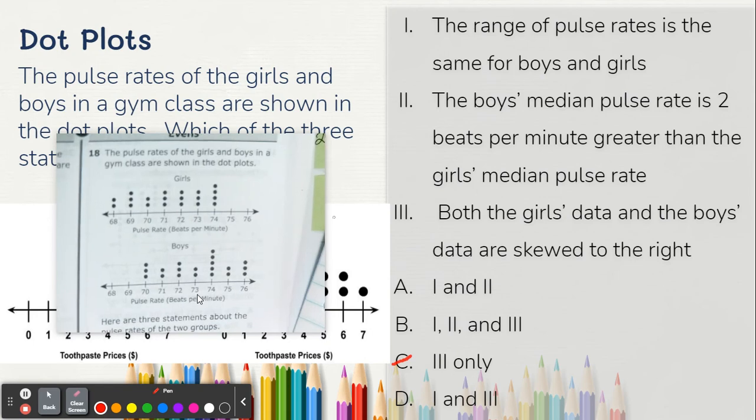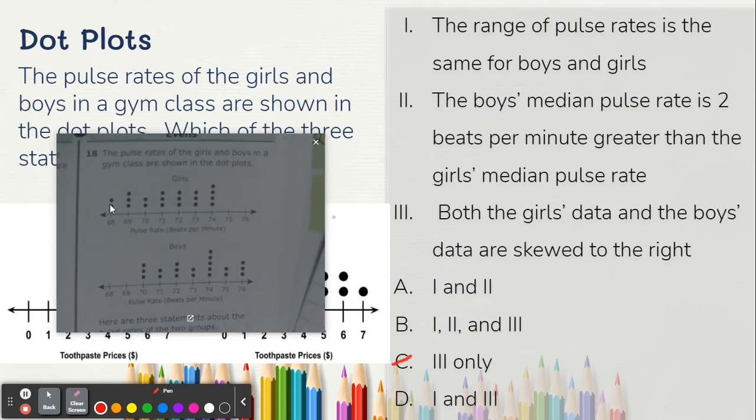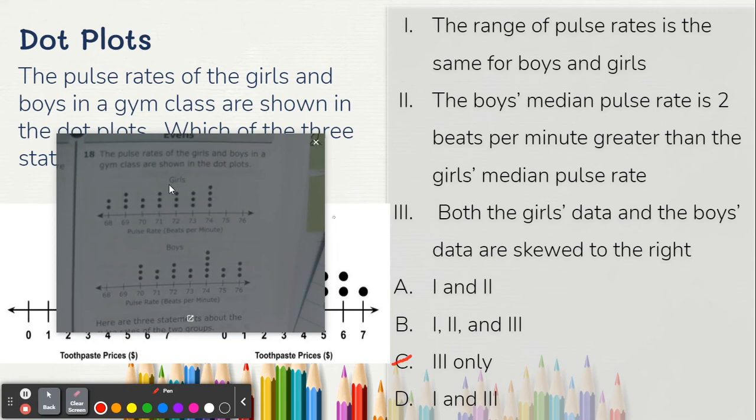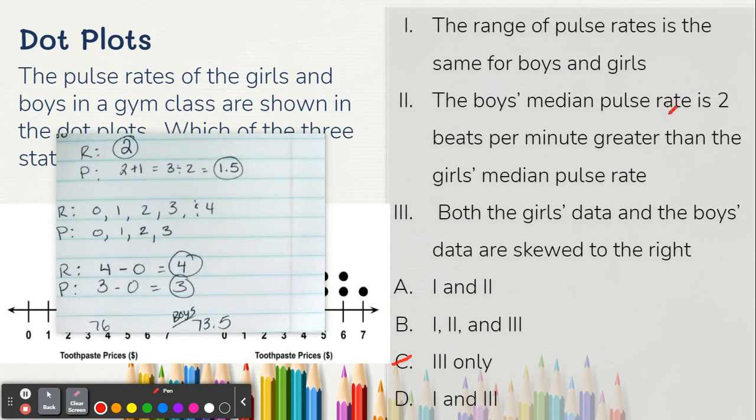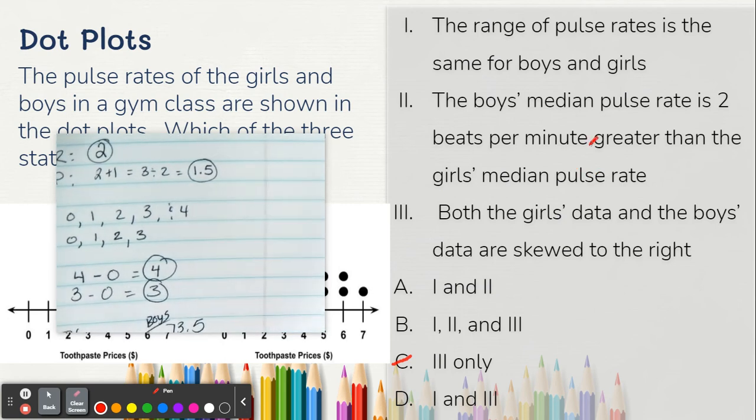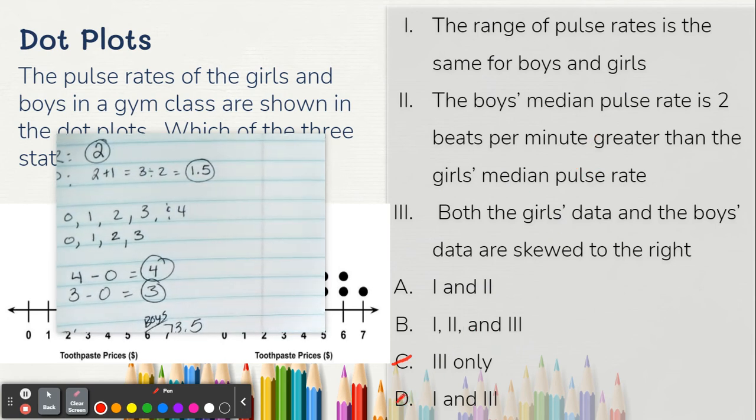Okay, and then for my girls, let's check my girls. 1, 2, 3, 4, 1, 2, 3, 4, and then 1, 2, 3, 1, 2, 3, and then those are all in the middle. So 71 to 72. So in between 71 and 72, which is 71.5 for the girls. Okay, so they are 2 apart. So the boys' median pulse rate is 2 beats per minute greater than the girls' median pulse rate. So it would be 1 and 2. So it's going to be one that has 2 in it as well. So let's see if 3 is right as well.